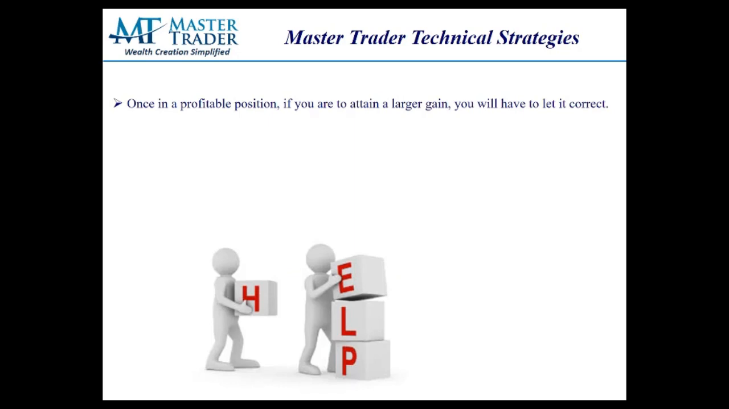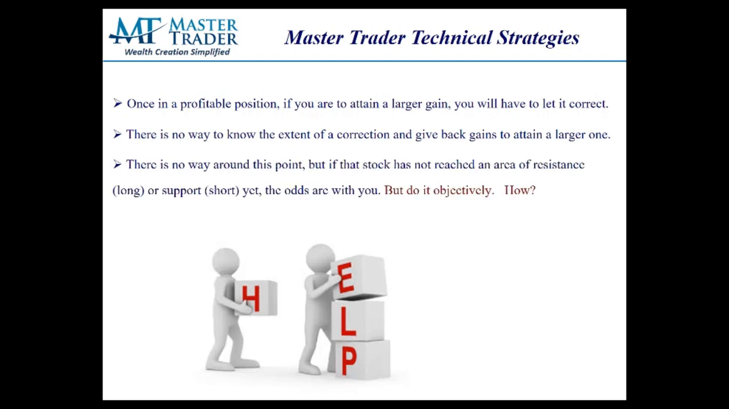Once you're in a profitable position, to attain that larger gain, we're going to have to let it correct. There's no way around that, and there's no way to know the extent of the correction. And it does require giving back part of the gains to acquire that larger correction. Like I said, there's no way around that point, but if the stock hasn't reached a target area of resistance if you're long, or an area of support if you're short, the odds are with you. Of course, that's going to be based on the proper assessment of the trend and entry point, but you need to do it objectively. Let's figure out how.